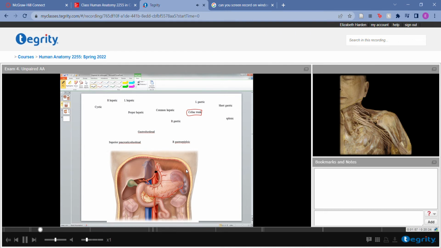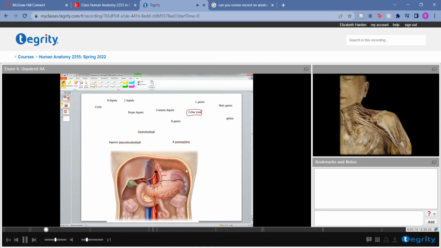So the biggest branch off of the celiac trunk is this one right here, and you can see it goes behind the stomach, so I'm going to draw it with a dashed line, and it's heading over to the spleen there. So that is going to be our splenic. That's the first branch, and that's a huge branch.